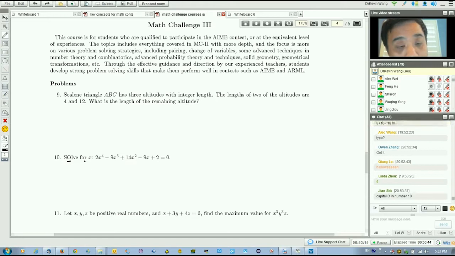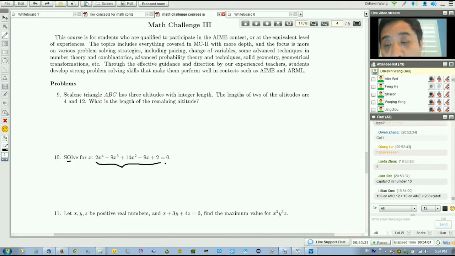So let's look at question number 10. Yeah, I got a typo here, capital O. So well, just solve for x. Okay, so this kind of equation. We know how to solve quadratic equations, but this is quartic, degree 4. So that's kind of hard. Unless you see very clearly how to factor it, it's not easy to do.